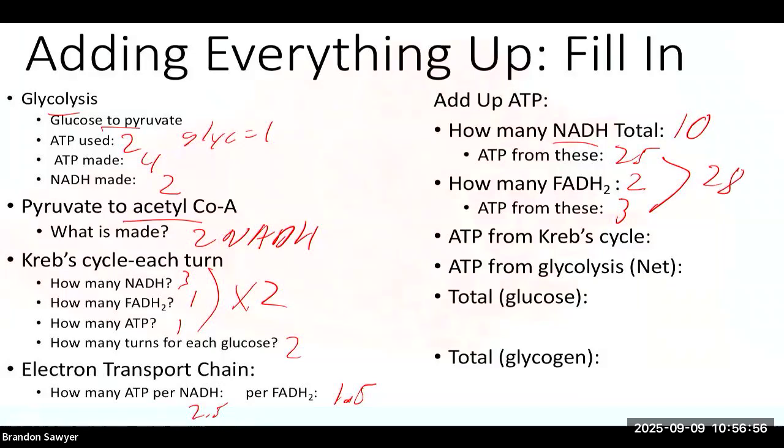ATP from the Krebs cycle, we had 2. ATP from glycolysis would be 2 if glucose. Well, this would be 4, the gross number, but the total here would be 3 here. So the total from glucose would be 32. The total from glycogen would be 33. Okay, I think we got it.